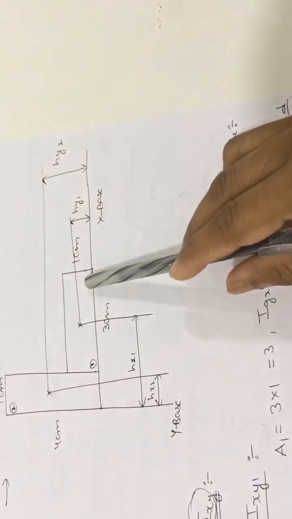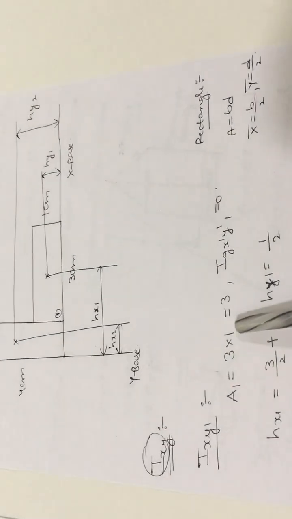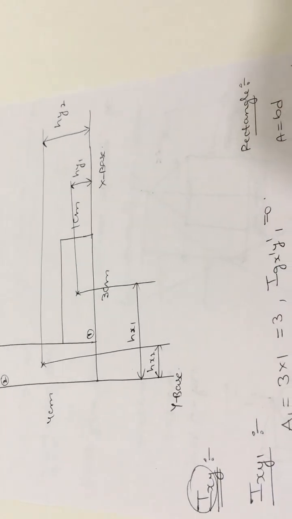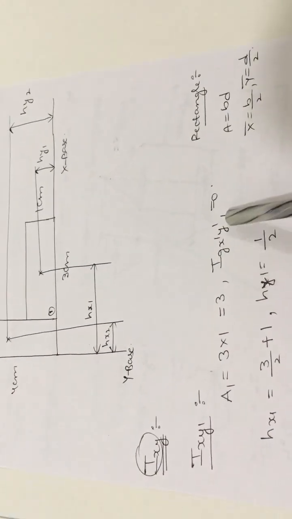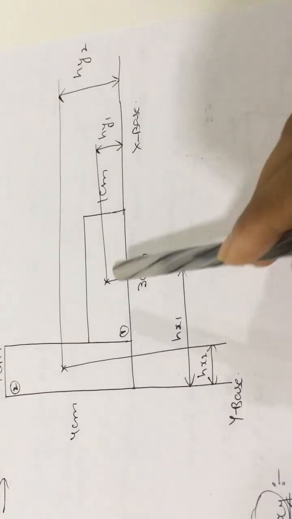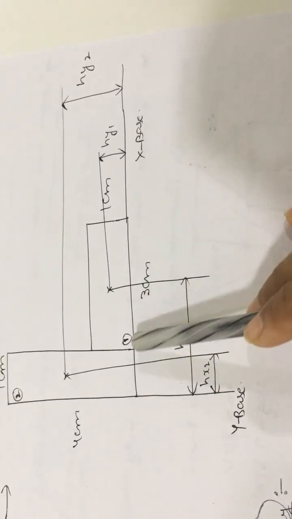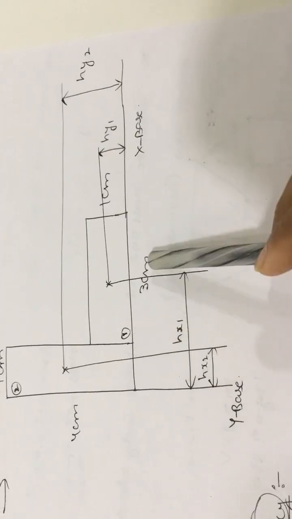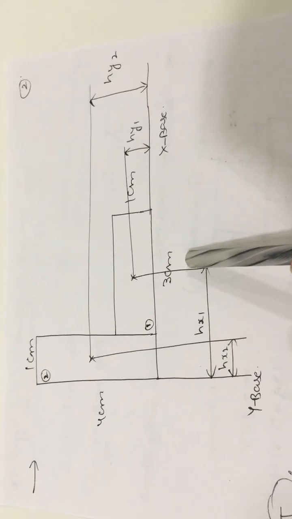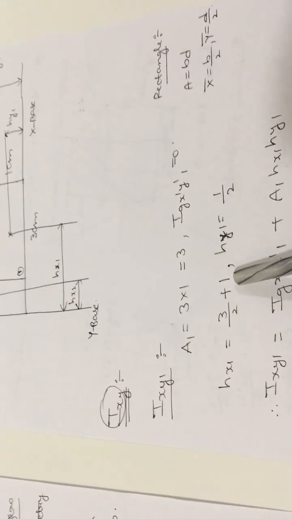Area value. For the first section, B value is 3 and D value is 1. So 3 into 1. Next, as it is symmetrical about the x axis and y axis, both axes, you will get the Ig value for the first section as 0. Next, hx1. Now see here, from this point to the y base, hx1. So 3 centimeters is the dimension up to the first section only, so the formula will be applicable up to here only. So 3 by 2 according to the formula, plus 1 up to the y base. So 3 by 2 plus 1.